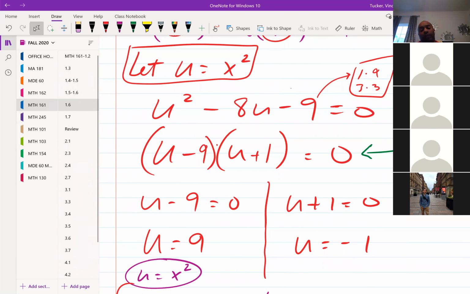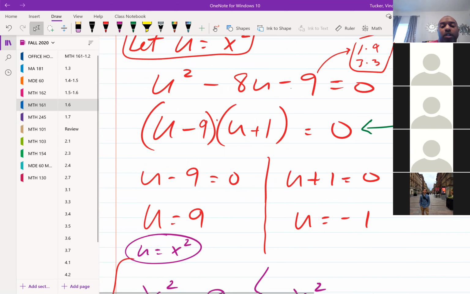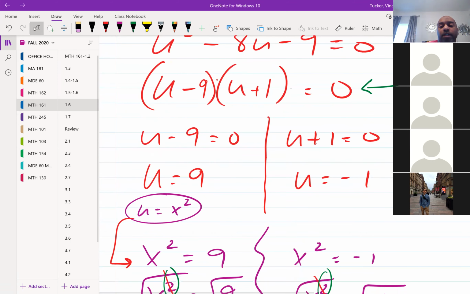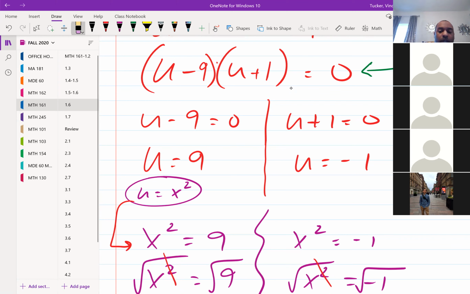All right, so we solved for u, but don't forget we didn't start off with u, so we can't write our answers to be 9 and -1 because our original equation had x squared in it. So you go ahead and put the x squared back in there. So you have x squared equal to 9, x squared equal to -1.